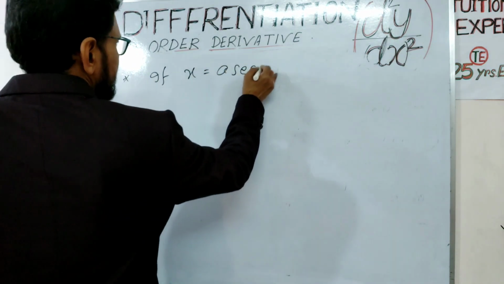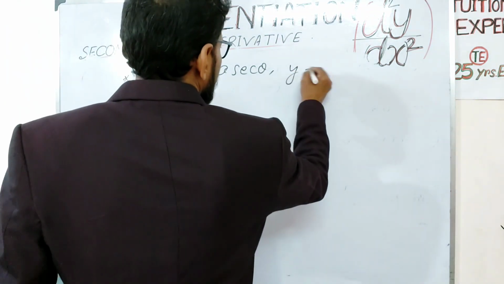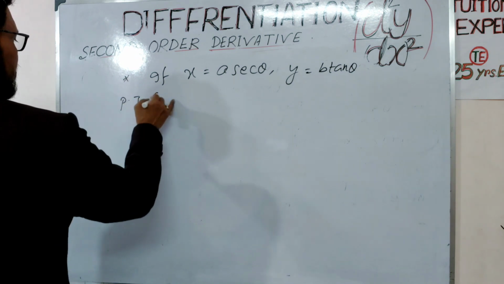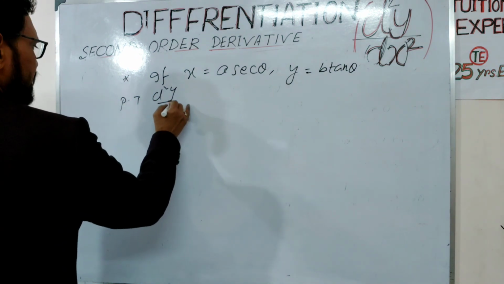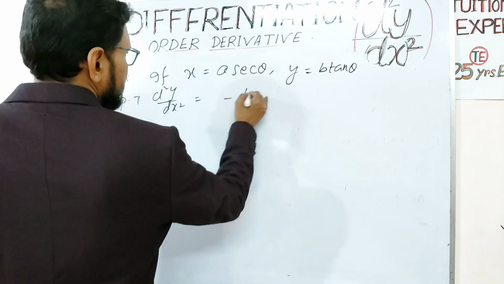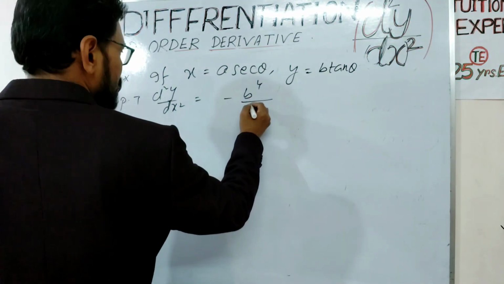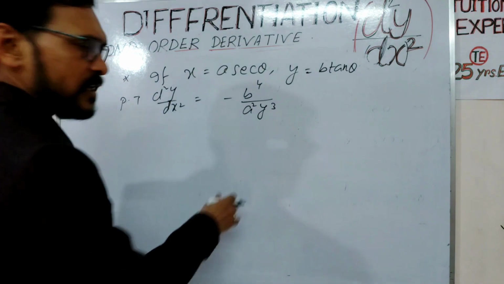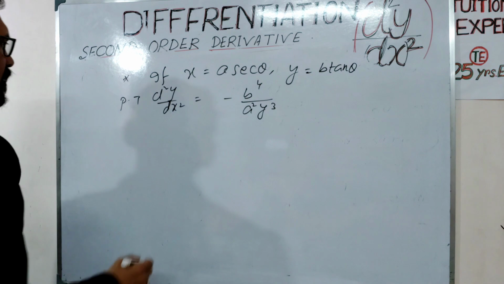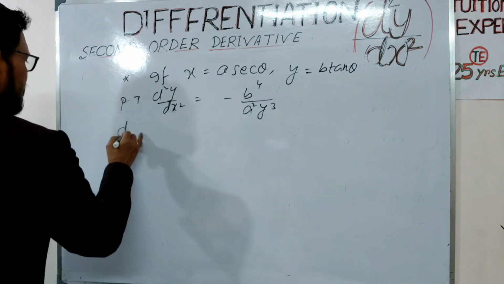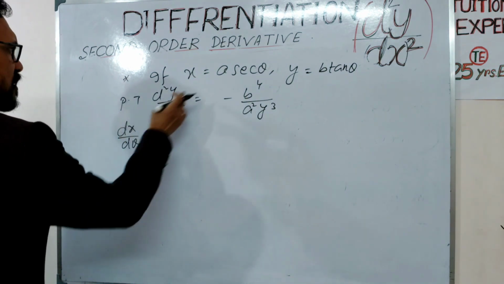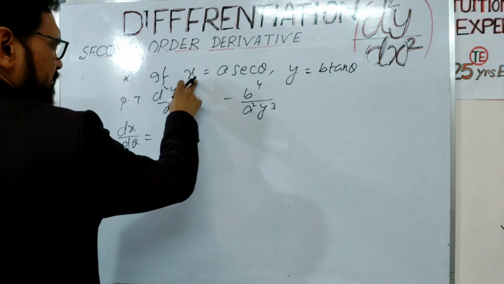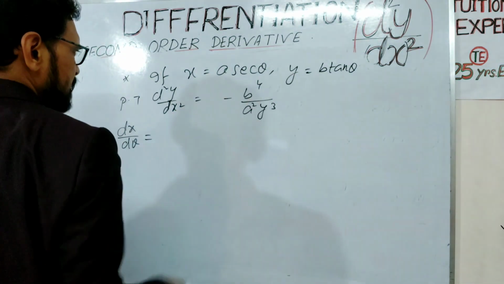Now x equal to a sec theta and y equal to b tan theta, prove that d2y by dx square equal to minus b to the power 4 by a square y cube. So this problem is also conceptual, more conceptual. Now how to solve? First we differentiate x with respect to theta. First we have to find dx by d theta, dy by d theta, then we can find dy by dx.